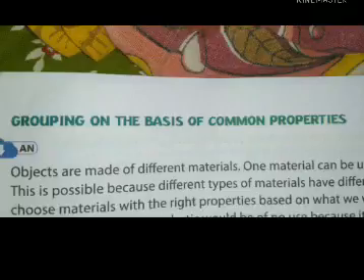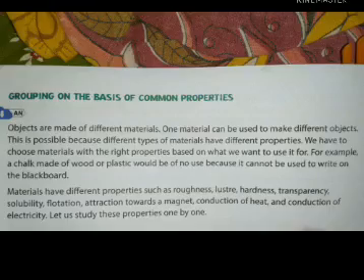Now, grouping on the basis of common properties. Objects are made of different materials. One material can be used to make different objects. This is possible because different types of materials have different properties. We have to choose materials with the right properties based on what we want to use them for.